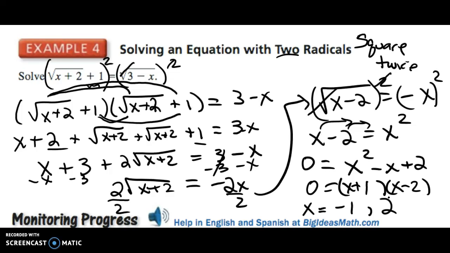And then quickly in your head, check to make sure that both of these will work. And it looks like one of them won't work. If you plug in negative 1 right here into the original, that will give me square root of 1 plus 1 is 2. So I do get 2 on the left, and then negative 1 on the right side. That one seems to work. Try plugging in 2. 2 plus 2 is 4. Square root of 4 is 2 plus 1 is 3. But right here, when I put the 2 in, I get 3 minus 2 is 1. So that's not going to be the same thing on both sides, so the 2 does not work.